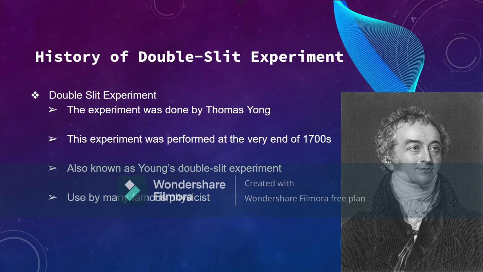So, the history of the double slit experiment. The double slit experiment was done by Thomas Young, who is the image shown at the right. This experiment was performed at the very end of the 1700s, and it is also known as Young's double slit experiment. It has been used by many famous physicists, for example Albert Einstein and Max Planck, and there will be more introduced later on in this slideshow.